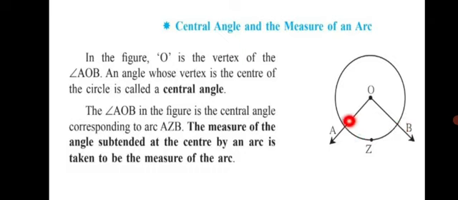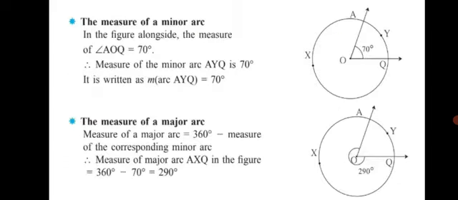Suppose I say angle AOB is 50 degree, then we can say that the measure of arc AZB is also 50 degree. So this way you can find the measure of the minor arc if it is formed due to the central angle. So central angle and the measure of an arc we have learned. Next, let's see the measure of a minor arc.